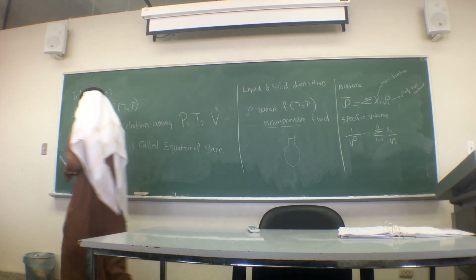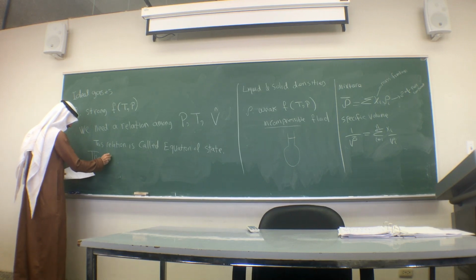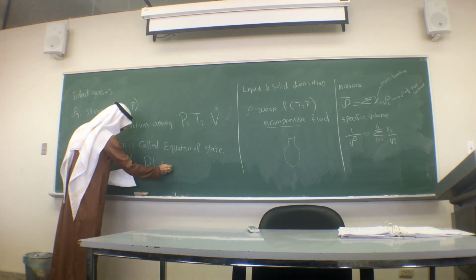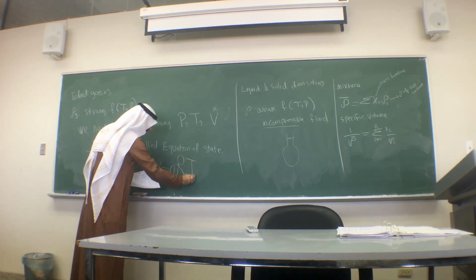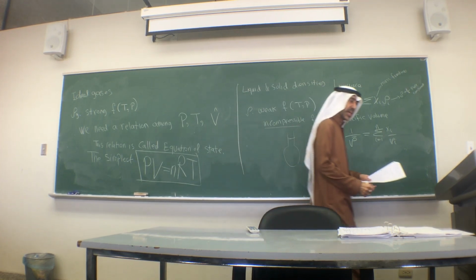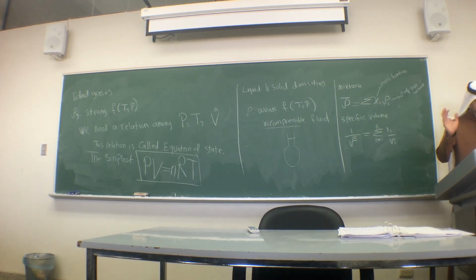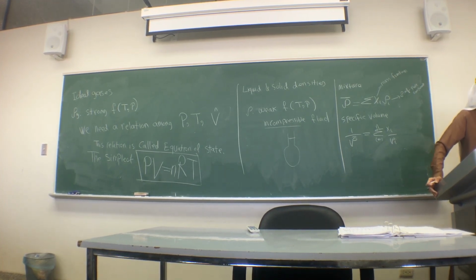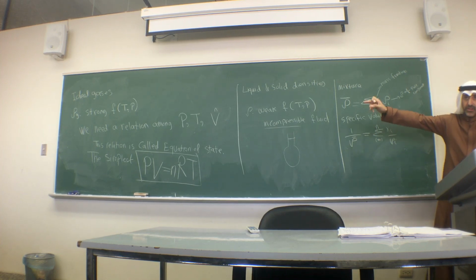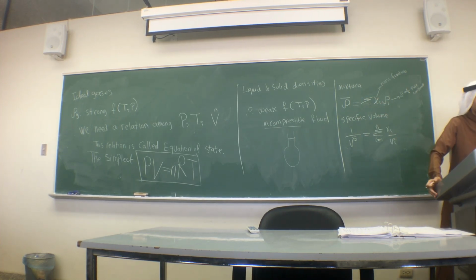The easiest, the simplest, is PV equals nRT. This is the simplest equation of state on earth. PV equals nRT, and this is for an ideal gas. Sometimes we divide by n, so we say P V-hat equals RT. So what is V-hat? V over n.